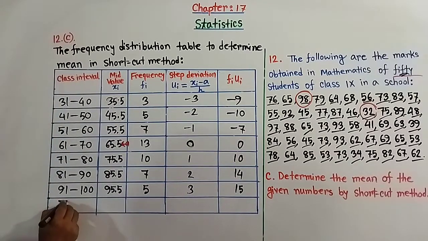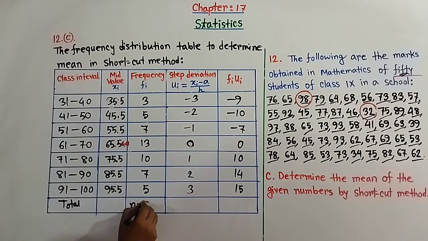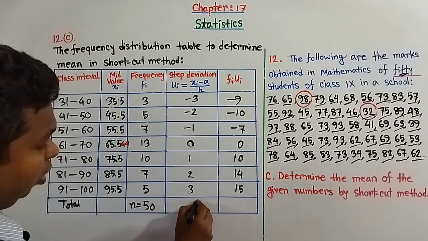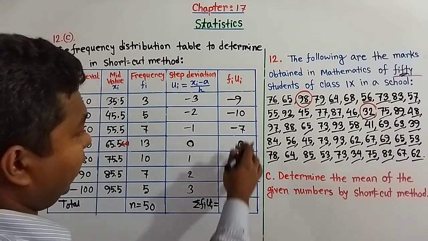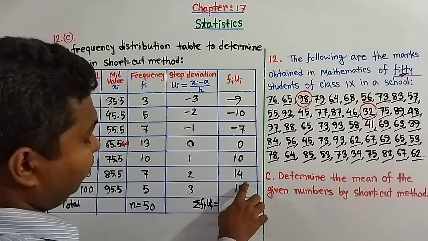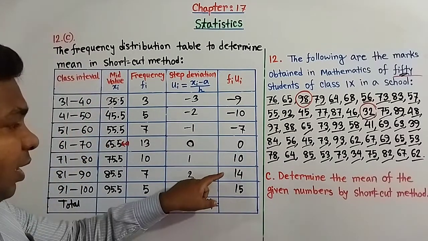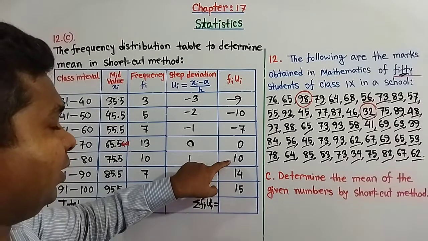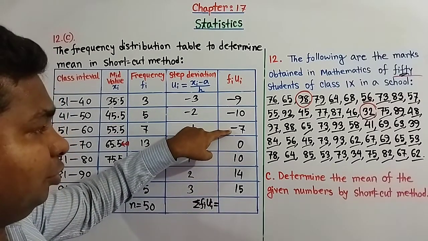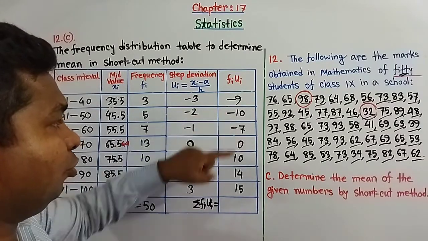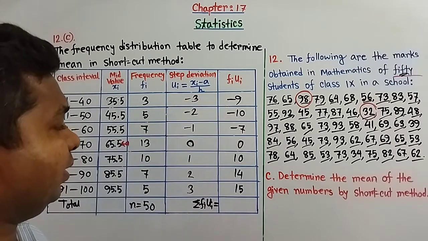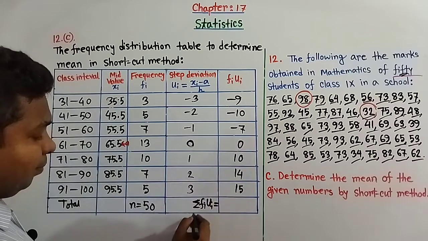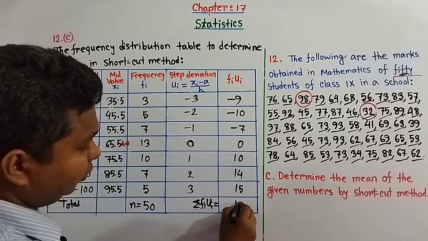Now we find the totals. Total frequency n equals 50, and the summation of fi ui equals, by adding: 15 plus 14 equals 29, 29 plus 10 equals 39, 39 minus 7 equals 32, 32 minus 10 equals 22, and 22 minus 9 equals 13. So we get the summation of fi ui equal to 13.